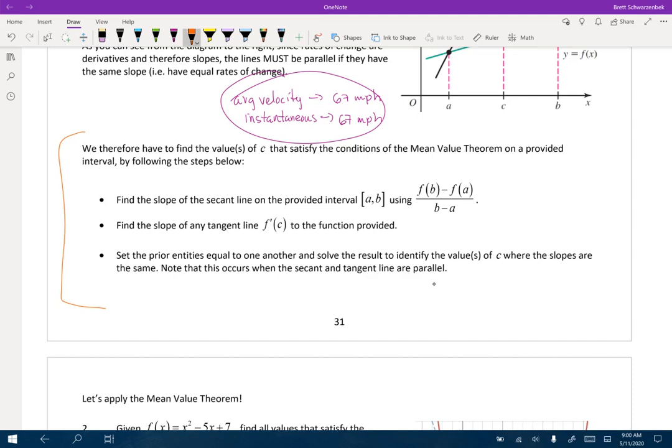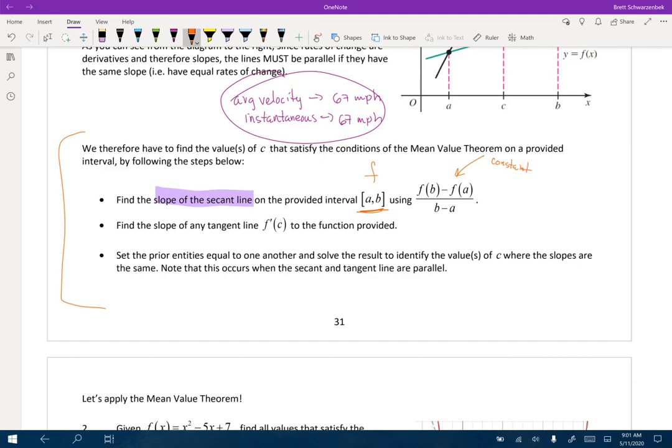So what's the first thing you do in any mean value theorem problem? You find the slope of the secant line. How can you do that? Very easily, because they give you the interval and the function, which means all you have to do, from earlier in the semester, is find the slope of the secant line, which is f(b) minus f(a) over b minus a. Now note, this is going to be some constant, a number. It might not be an integer, it could be a decimal, but it's going to be some number that you can actually get.